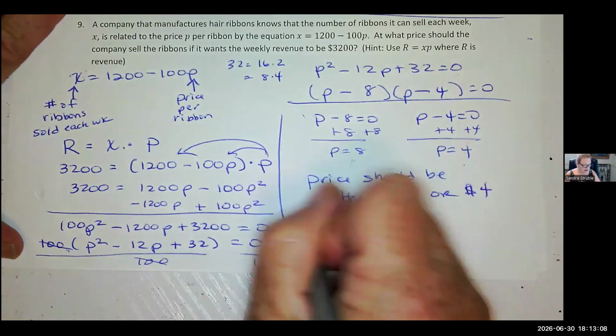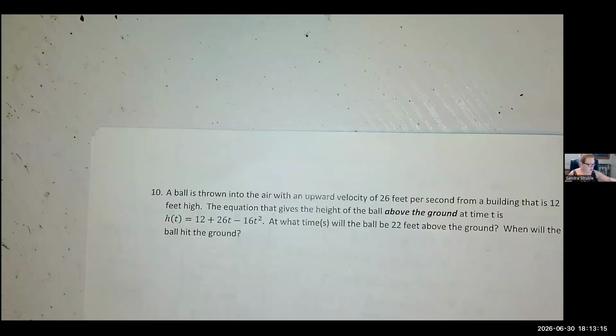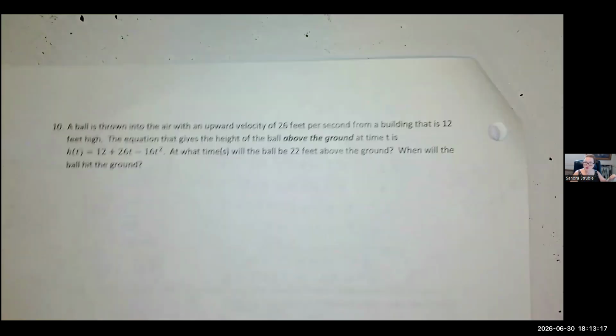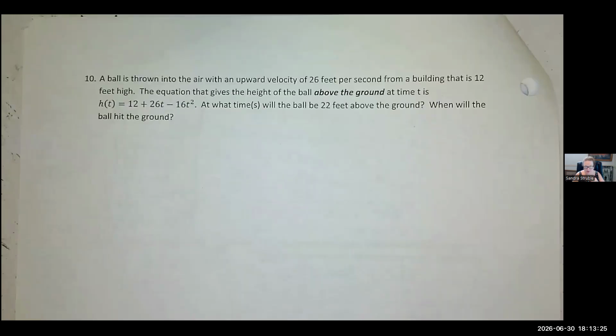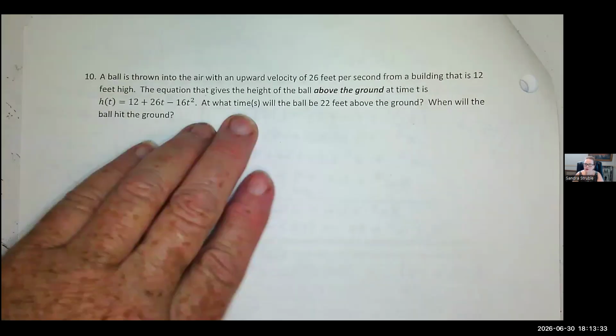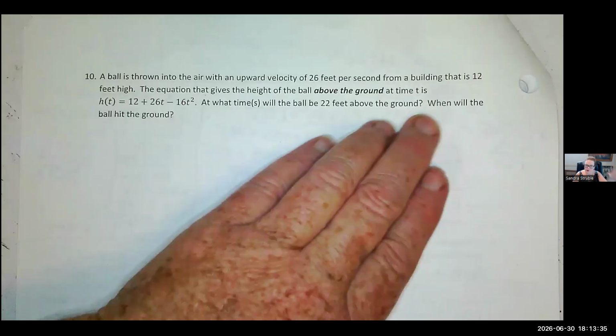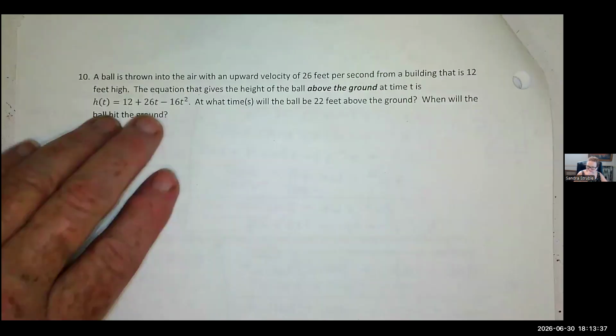One more, this next one. Those of you who are moving on to college algebra, you need to understand this. You will be seeing this and more. There are 3 questions that I ask every time I teach this lecture. The first one we're not going to discuss. The second one is, at what time will the ball be 22 feet above the ground? And the third one is, when will the ball hit the ground? There's another one as well that I ask, but we're not going to discuss that.